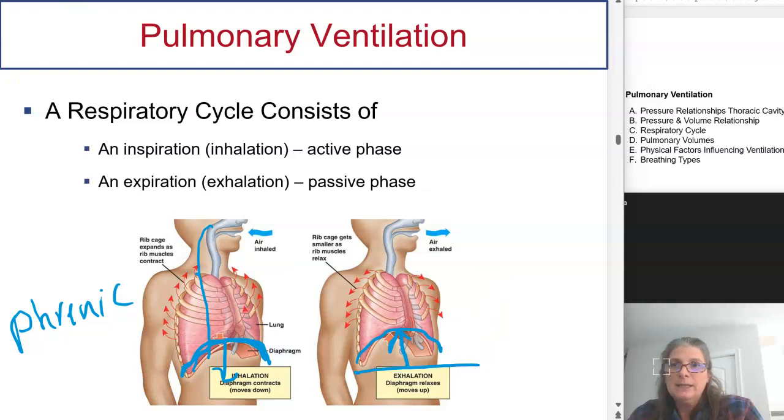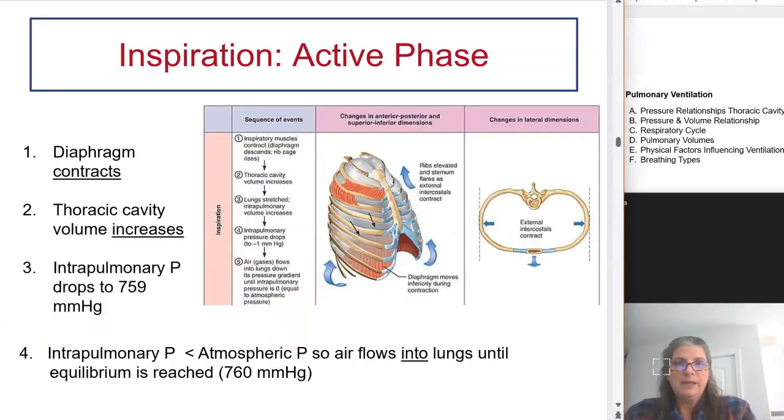So if we look at this in more detail, we have the events that occur for inspiration. And what we're looking at is the diaphragm contracts. When it contracts and it flattens out, we just said the volume increases. Well, the volume goes up, the pressure goes down. That's what makes intrapulmonary pressure decrease. It's usually 758, 759, not very much. But now the pressure in your lungs is less than the pressure outside of your body, and so the air is going to flow in.